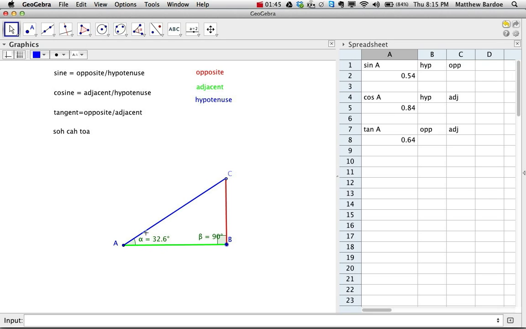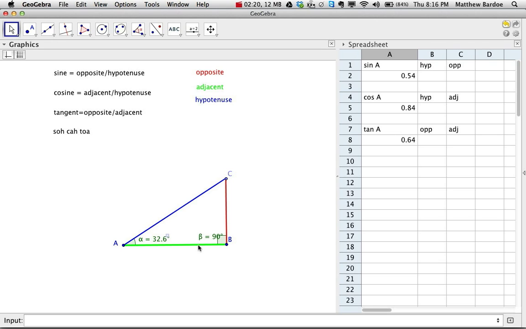And since opposite and hypotenuse depend on the angle we choose, because if we chose a different angle, a different side would be the opposite, we would get a different ratio. So we say the sine of A is equal to the ratio of the red to the blue. We say the cosine of A is equal to the ratio of the green to the blue. And we say the tangent of A is equal to the ratio of the red to the green.